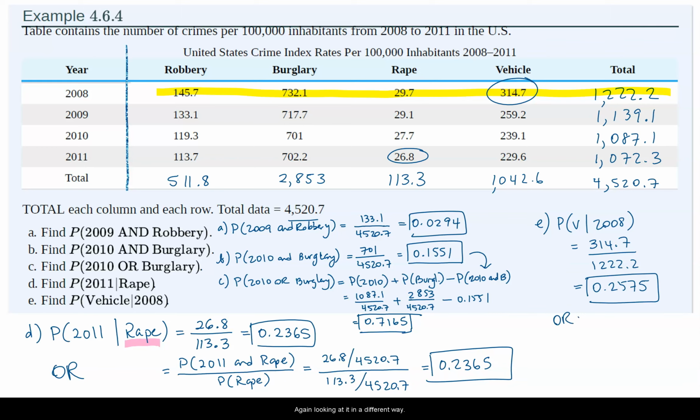Again, looking at it in a different way, probability of vehicle and 2008 divided by the probability of 2008. Vehicle and 2008, 314.7 out of the total, divided by probability of 2008, 1,222.2 out of the total. And that's going to give us the same exact numerical answer, 0.2575.